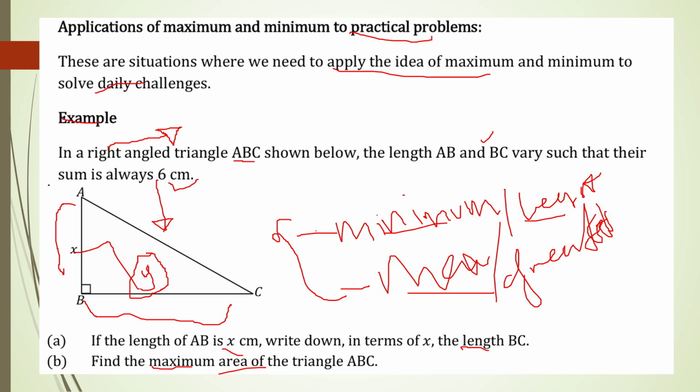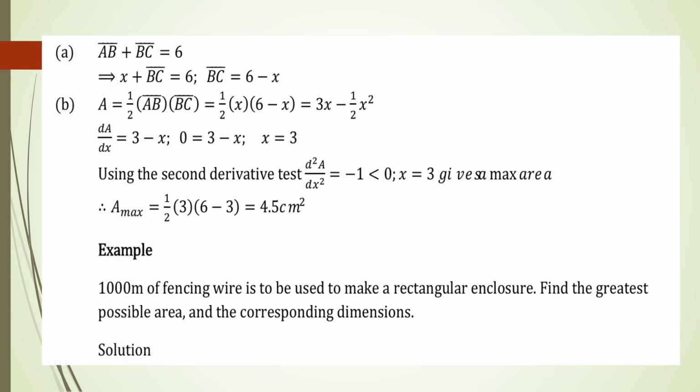If you look at part A, we just had to sum up the two sides and then equate it to the sum, which was 6. Then if you make length BC the subject, we shall get length of BC to be defined as 6 minus x. Now area of a right-angled triangle, answering part B, area is the same as a half base times height.